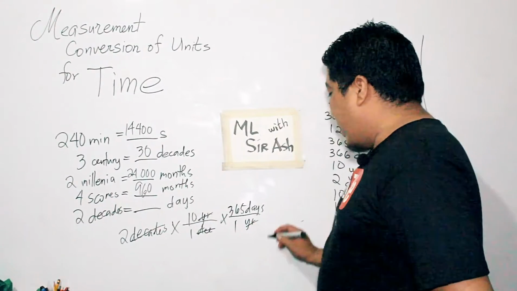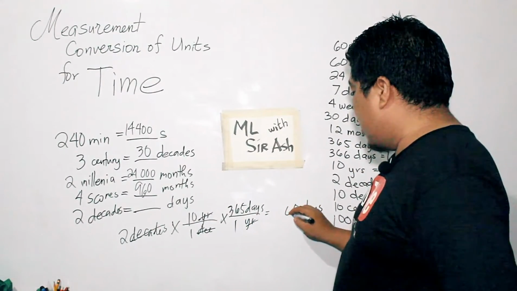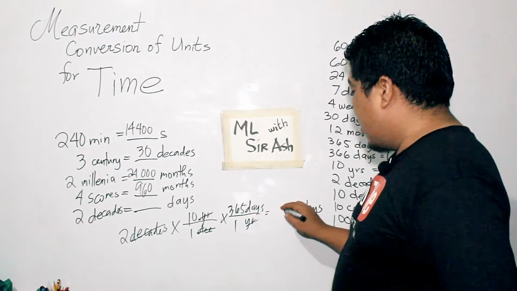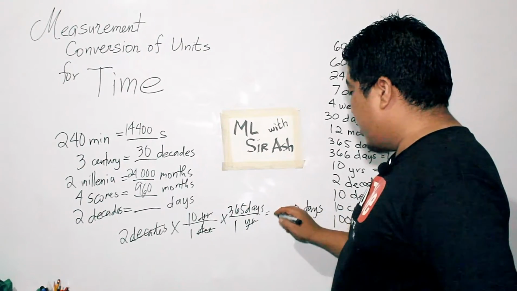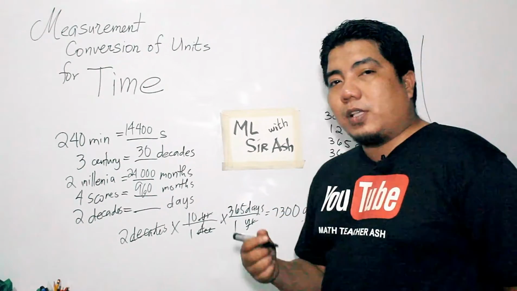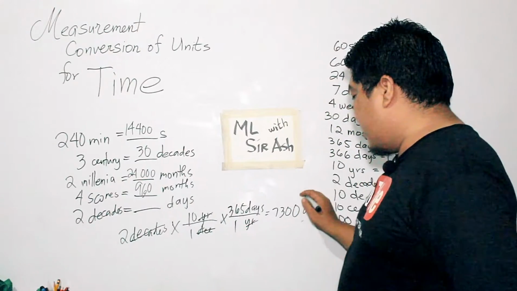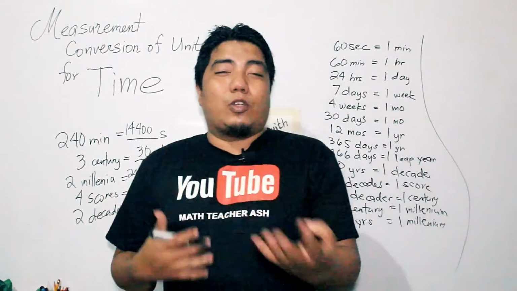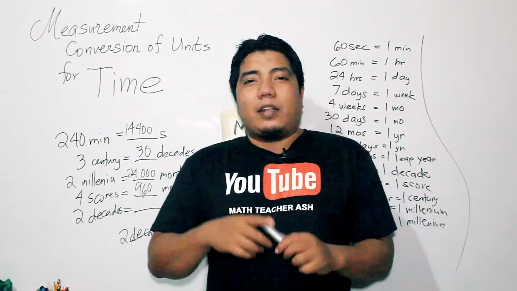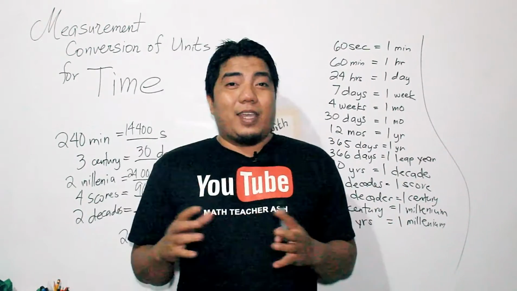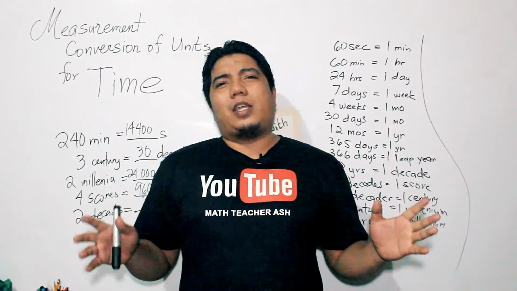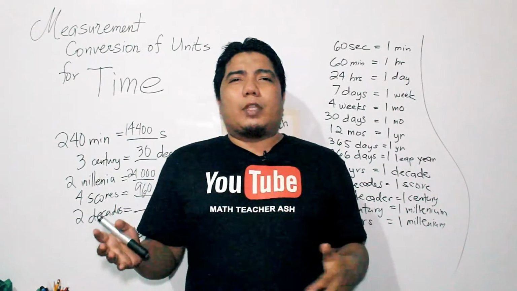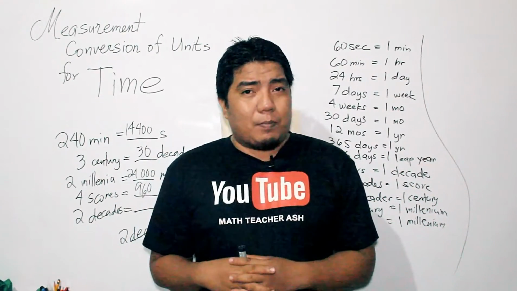3,650 times 2 is 7,300 days. Most likely. Why? Because if we would consider the leap years, then that is a different scenario. Easy, right? So now the question is, what if we will be talking about the difference of time?